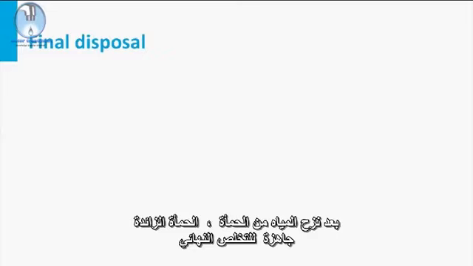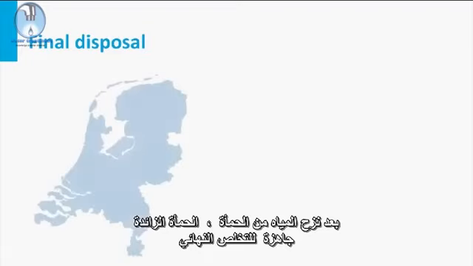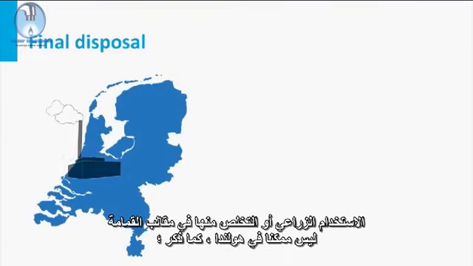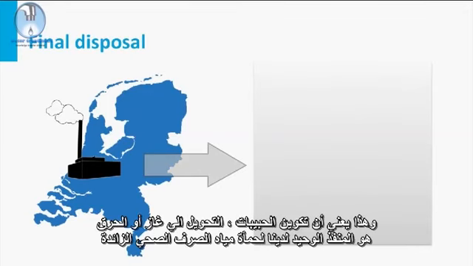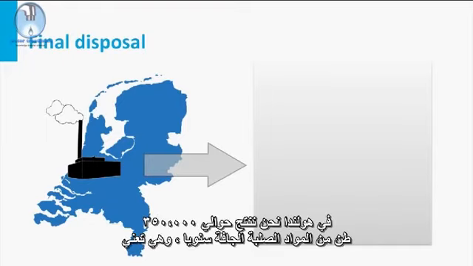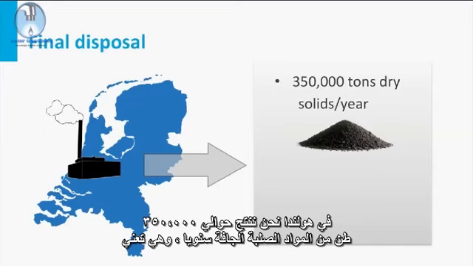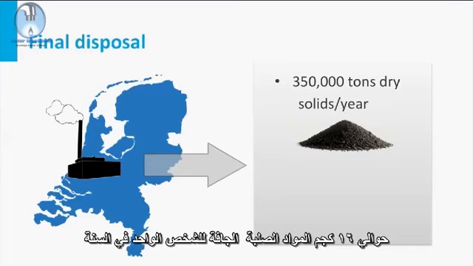After sludge dewatering, the excess sludge is ready for final disposal. Agricultural use or disposal in landfills is not possible in the Netherlands, as mentioned. This means that pelletization, gasification or incineration is the only outlet for our excess sewage sludge. In the Netherlands we produce about 350,000 tons of dry solids per year, which is about 16 kg of dry solids per person per year.